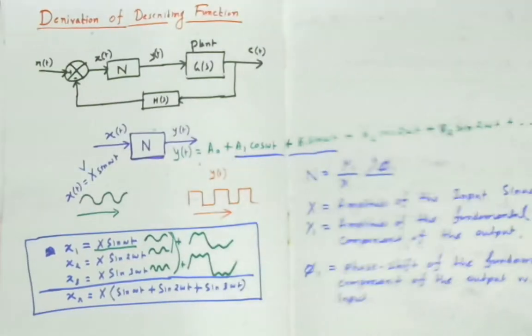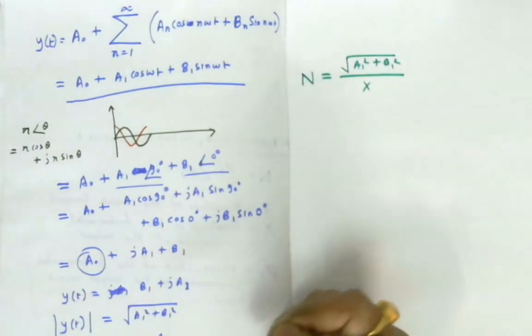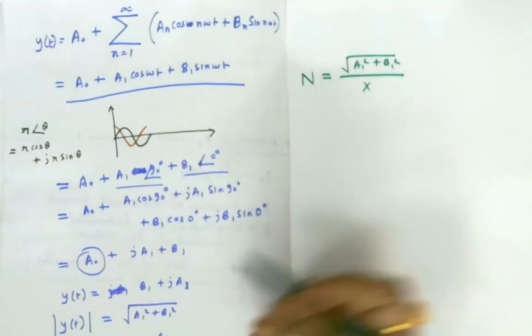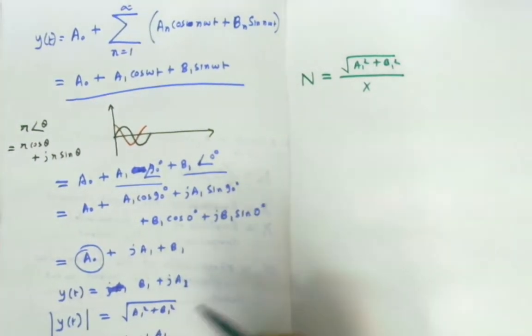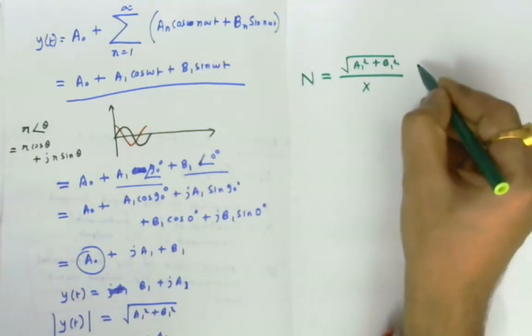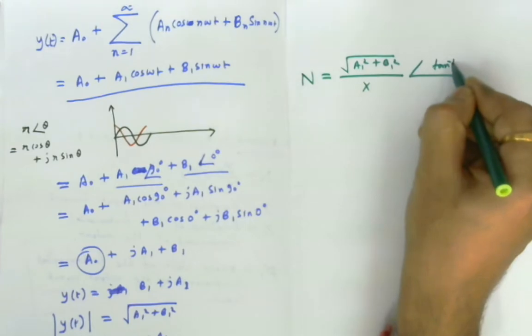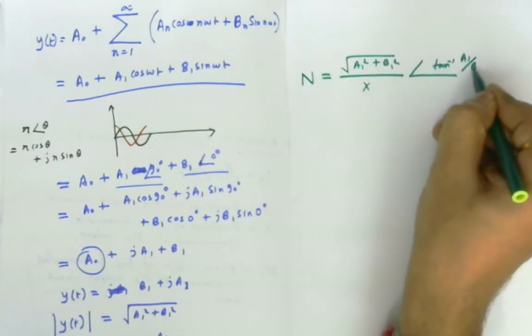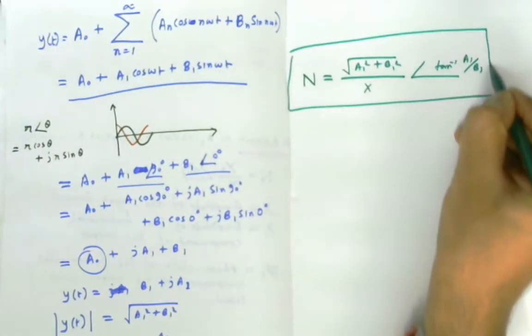And the phase difference between them is, suppose the phase angle of the input sinusoid is 0 degree, and y(t) is found to be tan inverse a1 by b1, then this angle is tan inverse a1 by b1. So this is the derivation of the describing function.